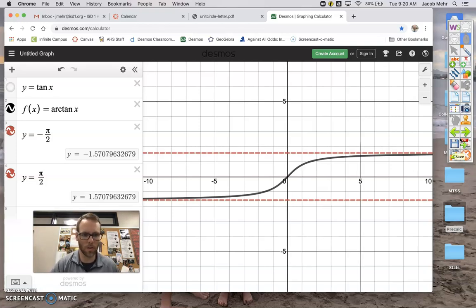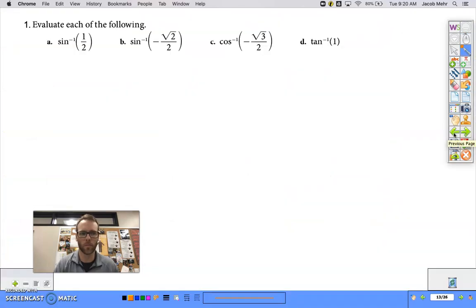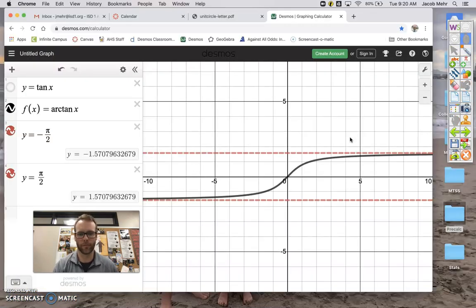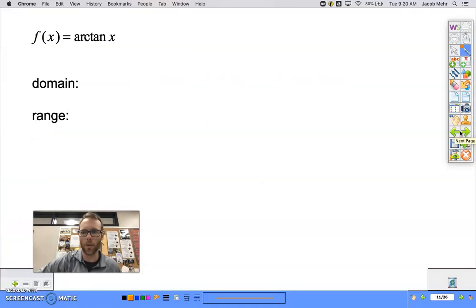So let's make some notes on that. Domain for arc tangent: all real numbers, right? Wasn't that the range of tangent? The range, y values, all real numbers. So the domain for arctangent is going to be all real numbers.